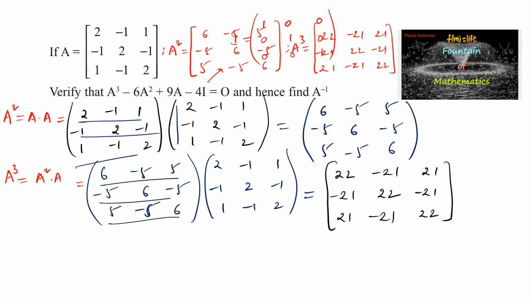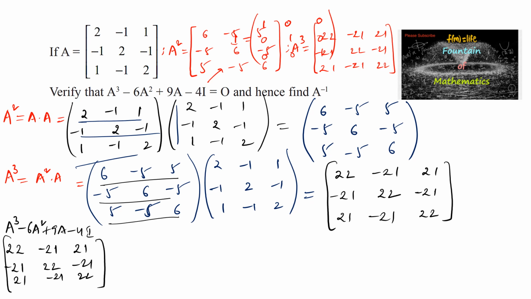And now let's consider the LHS: A³ - 6A² + 9 times A - 4 times I. So we can write here A³ is [22, -21, 21; -21, 22, -21; 21, -21, 22]. So this is A³, minus 6 times A². Let us multiply 6 to the A².